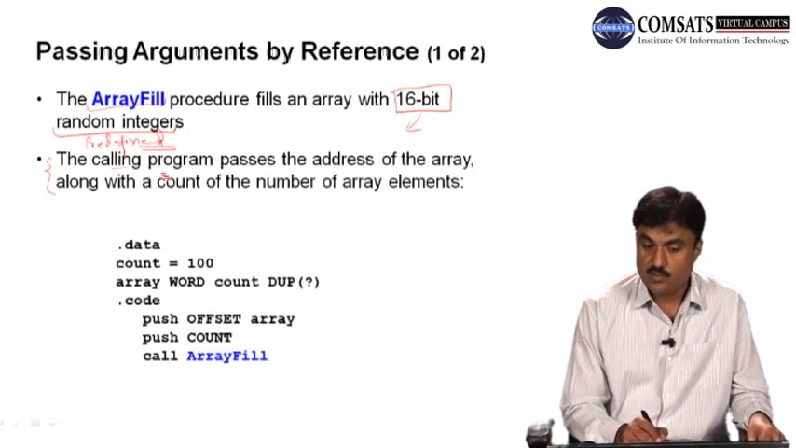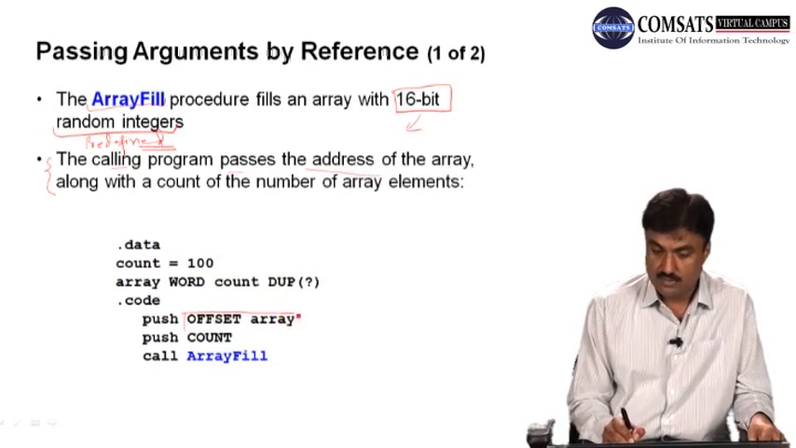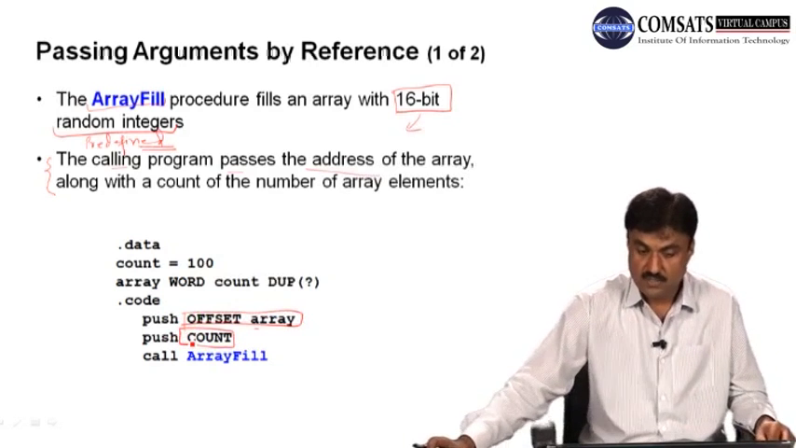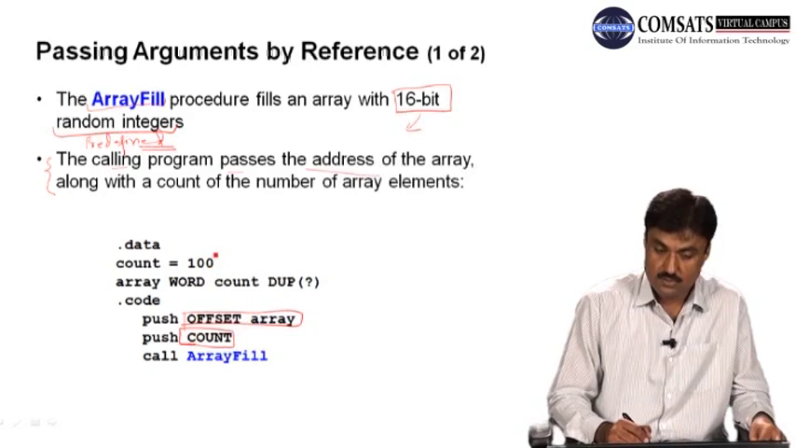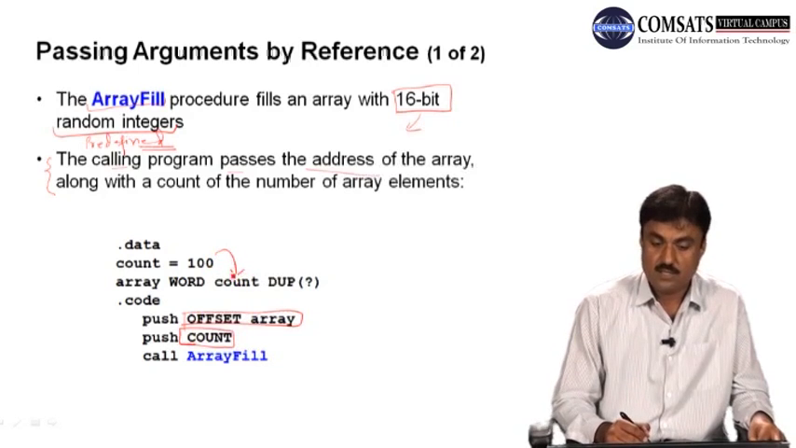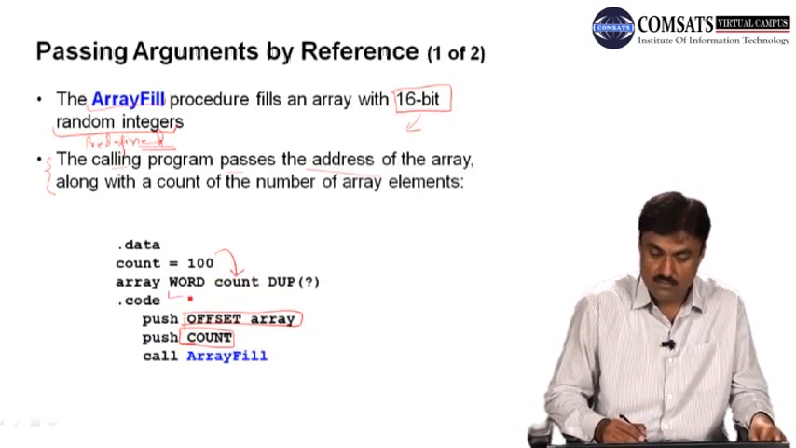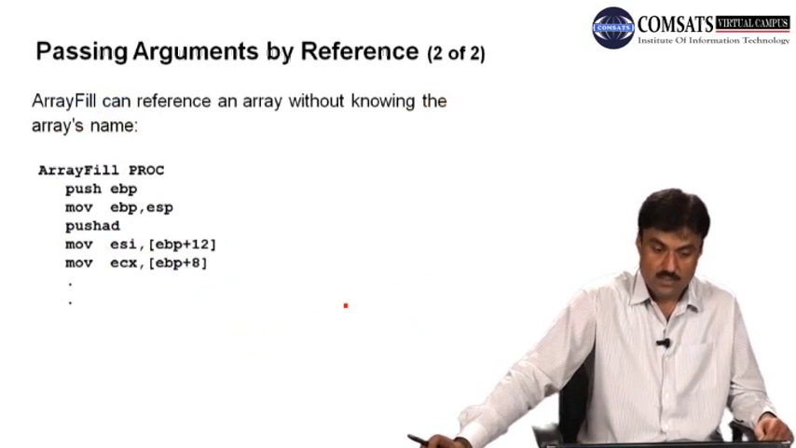We can call this procedure by passing the address of an array, because we need this address. We also have the count. Count is the total number of elements inside this array. And this array is of type word, so 16-bit values will be used to fill this array.